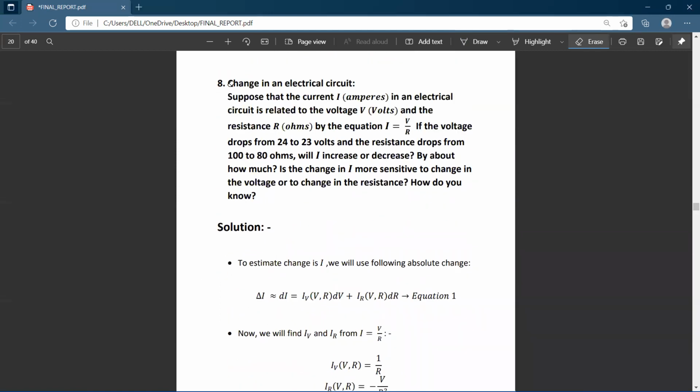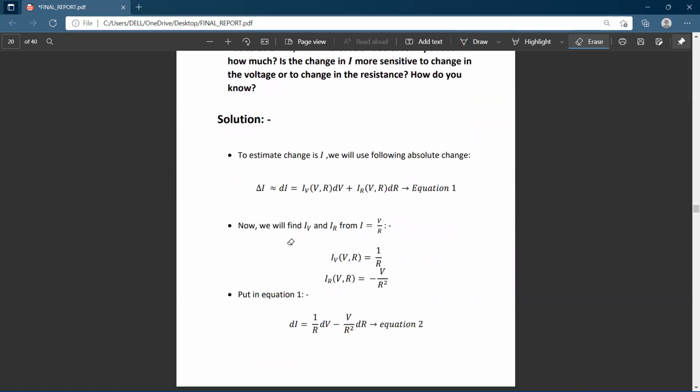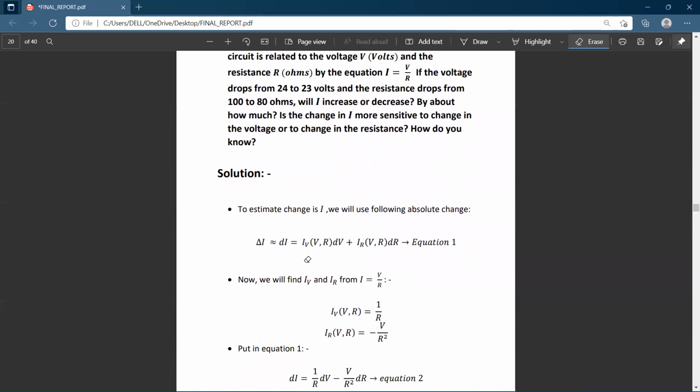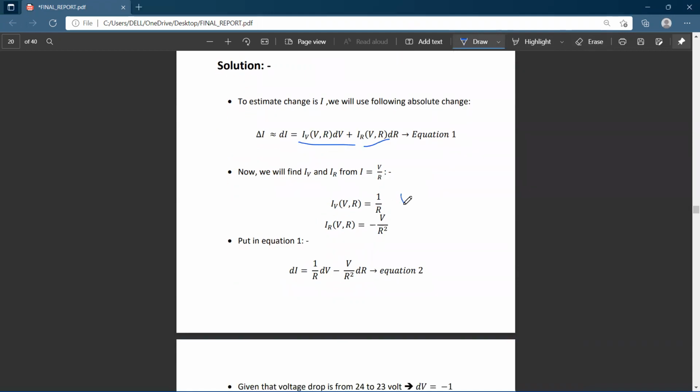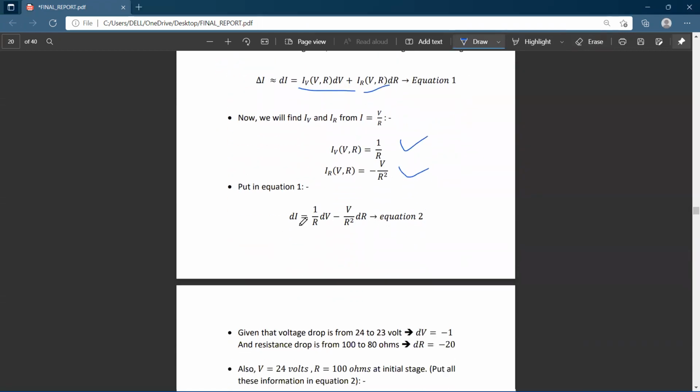Here we first have to find the change in I, which is dI. That will be equal to the partial derivative of I with respect to voltage times dV, plus the partial derivative of I with respect to resistance times dR. That is our equation 1. We will find both terms, and we will obtain these terms. So dI can be written in this form.